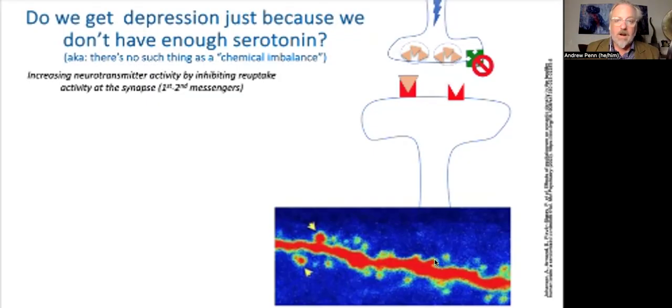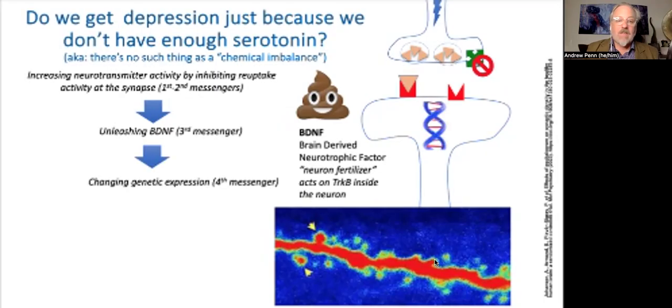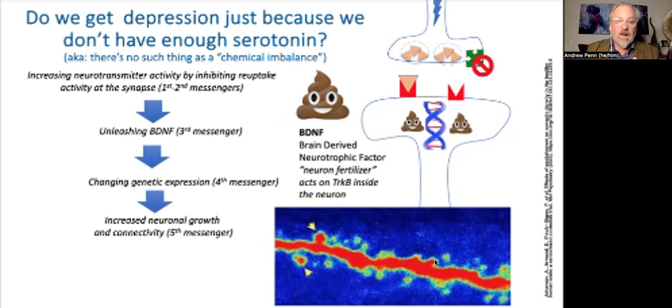I'm not going to belabor the point here, but inside that postsynaptic cell, there's going to be secondary, tertiary, quaternary messengers that all happen. One of them is going to be the release of something called brain-derived neurotrophic factor, BDNF. You can think of this as like neuronal fertilizer. And this is going to act on something called TRK-B receptors that are inside of the neuron. And that's going to have an effect on genetic expression, which is ultimately going to cause increased neuronal growth. So we can think of this as a slow moving neuroplastic activity. So this is many ways down the line.